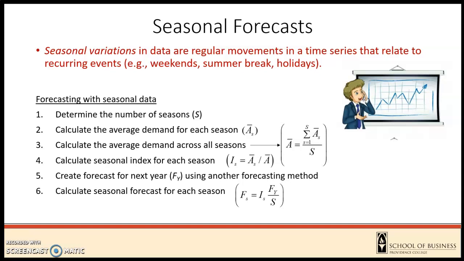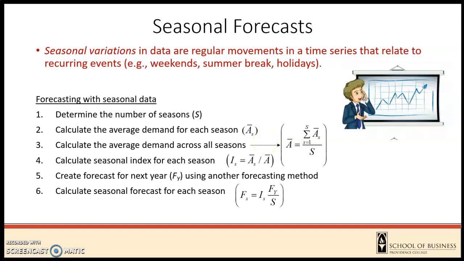So basically we want to first determine the number of seasons, which we'll call S. And then we'll calculate the average demand for each season. And so that's going to be our A sub S number with the bar on the top for averages.